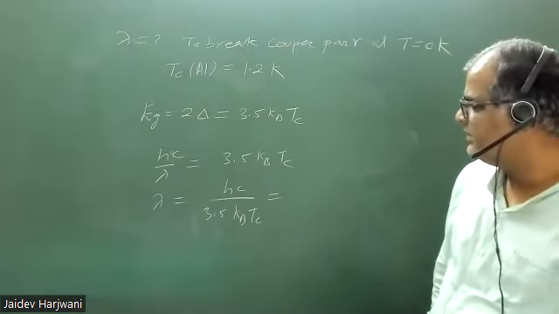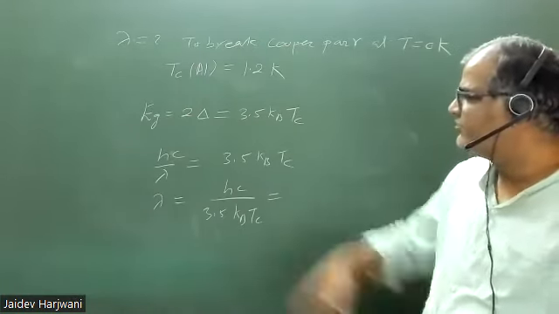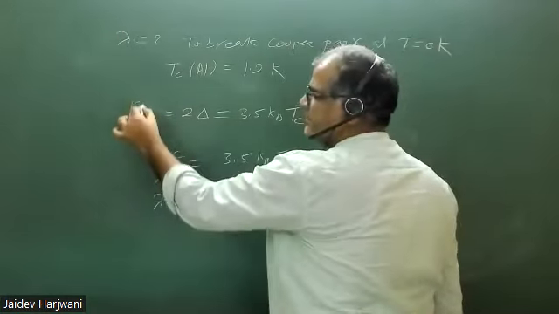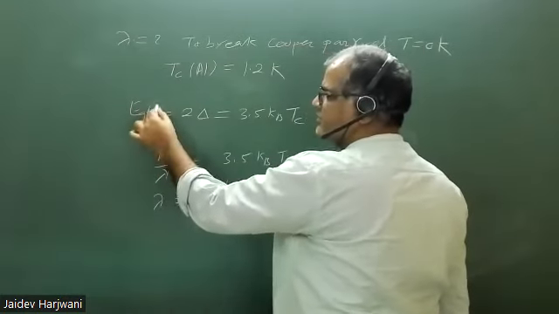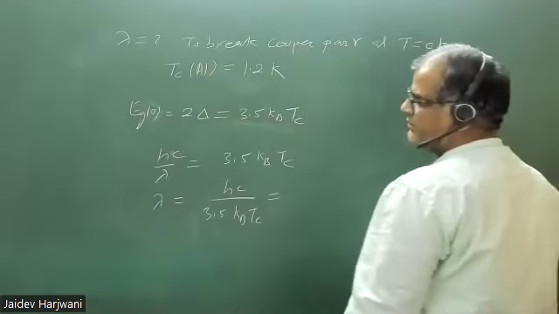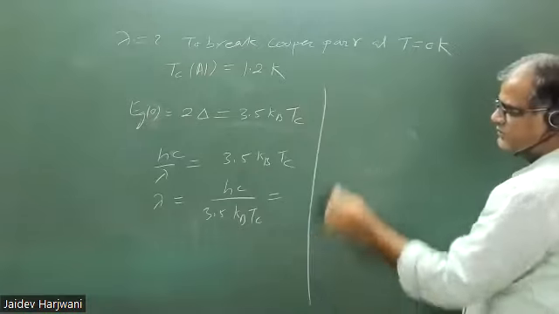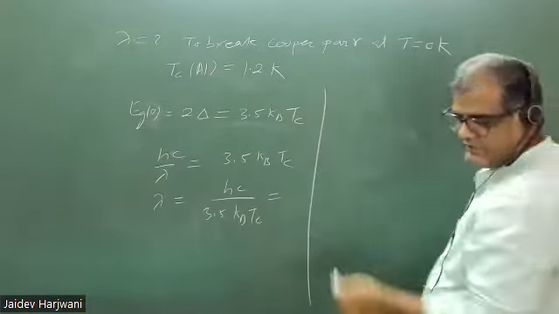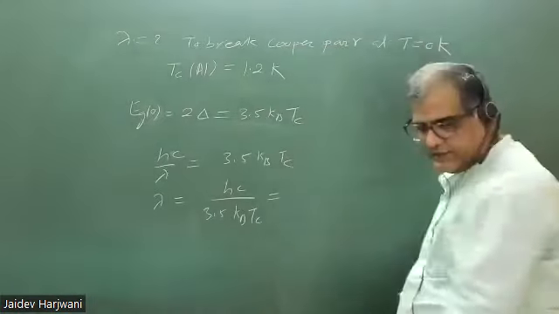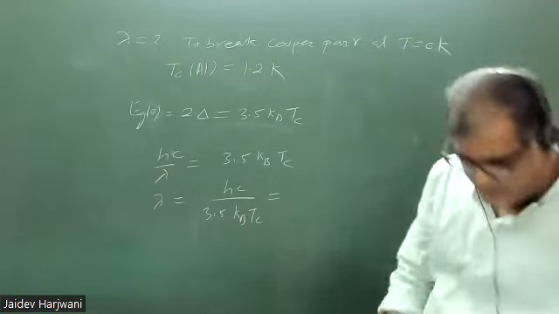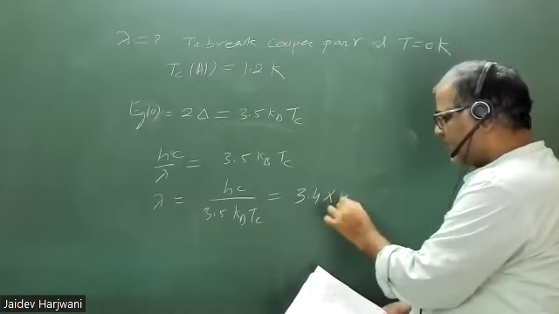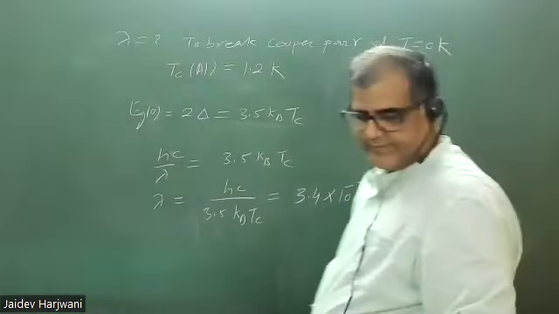Sir, is 3.5 kB Tc given, or do we take this as the formula for the band gap at T equal to 0? The band gap Eg is given by this formula, and this is equal to the Cooper pair energy. Yes, sir. So you can put the values for lambda, you know everything. I'm writing the answer, you can tally it. The answer I have is 3.4 into 10 raised to power minus 3.